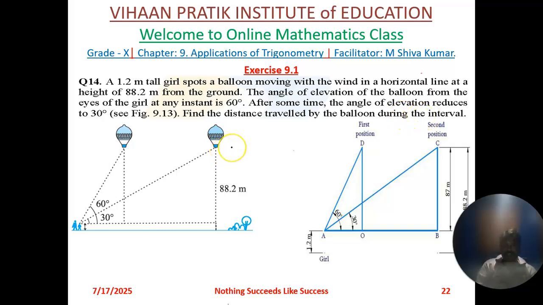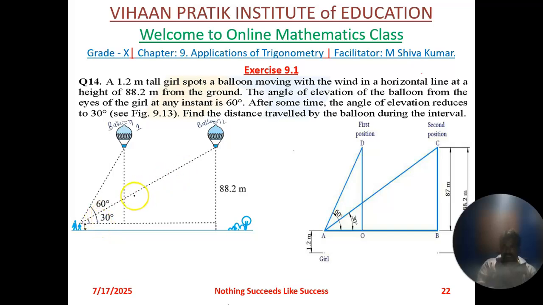So we need to find out the distance traveled by the balloon in that particular interval. Now this is the figure. This is balloon 1. This is balloon 2. This is the girl. Her height is 1.2 meters.